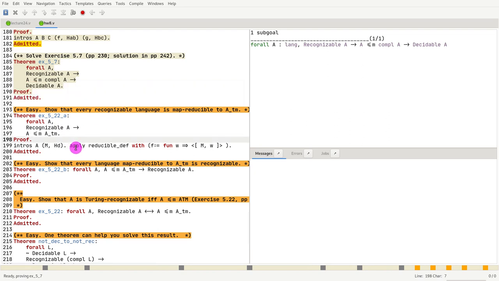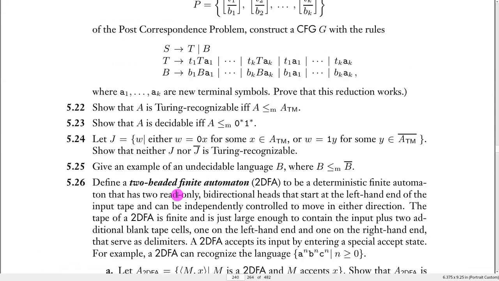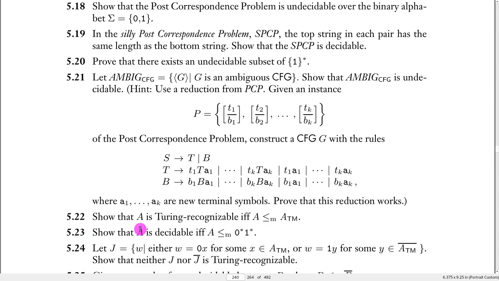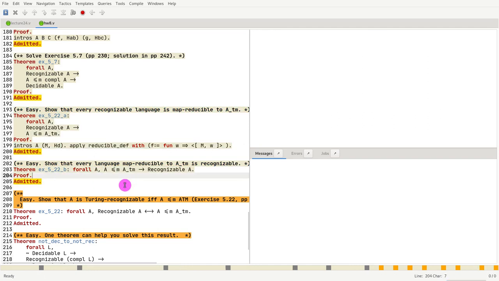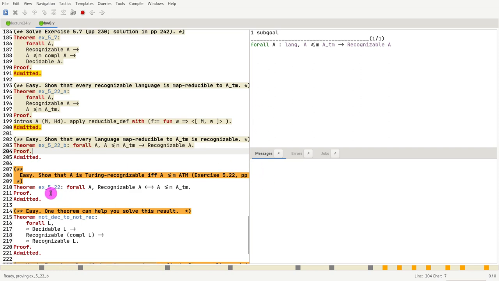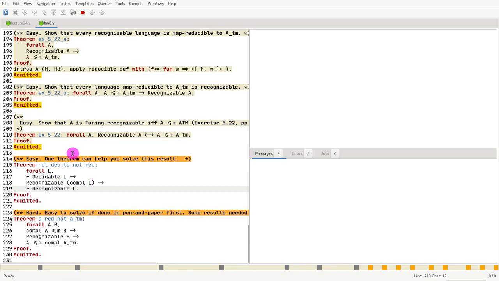So next, what you're asked to do is prove exercise 5.22. So let's look at 5.22. Show that A is Turing recognizable if and only if A is map reducible to ATM. So that's what you're expected to prove. This one has no proof in the book, but I do give you the two sides. They are not complicated. They're actually easy. And you have to prove each side directly. And then this one just uses the two that were just proved. And finally, you have these two. So most exercises are easy. The only hard one is actually the last one.